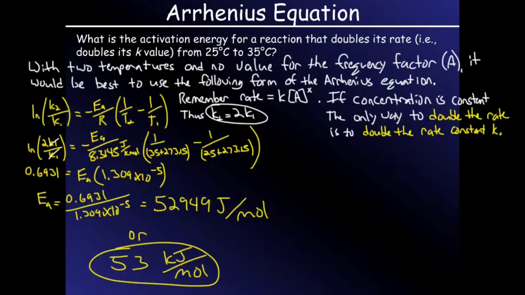So, an increase in the temperature by 10 degrees Celsius doubles the rate if the activation energy is 53 kilojoules per mole. It turns out that for many reactions, the activation energy is right around 53 kilojoules per mole, so a 10 degrees Celsius increase or 10 degrees Kelvin increase results in doubling of the rate.